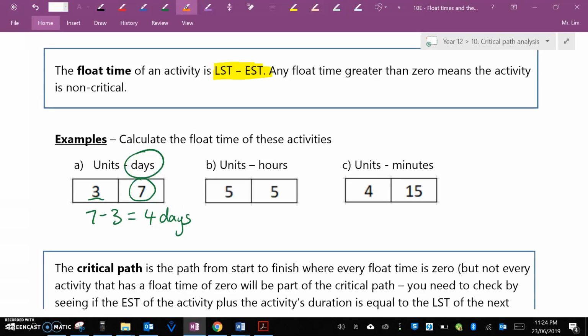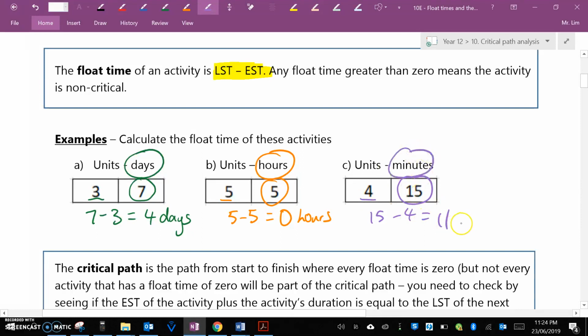In question B, latest start time minus earliest start time. Because the unit is hours, it's 0 hours. Question C, latest start time minus earliest start time. Units is minutes, so 11 minutes.